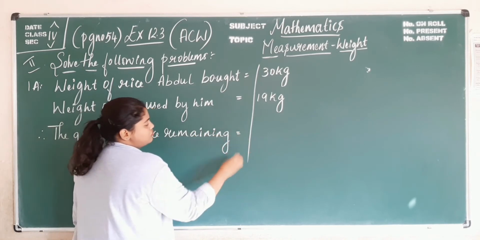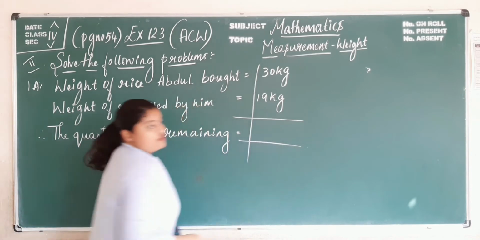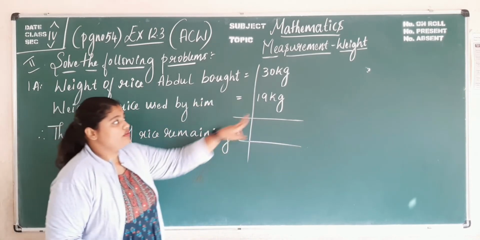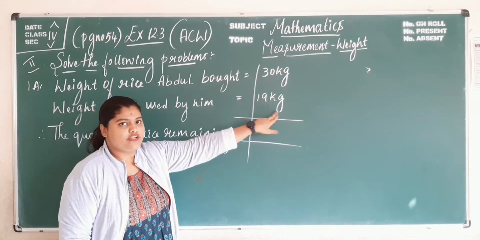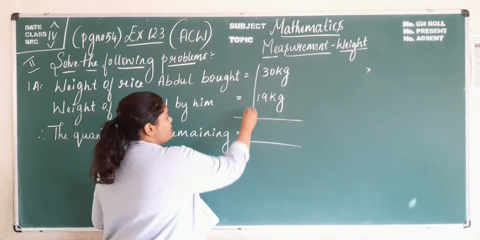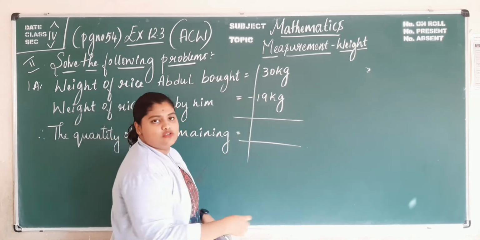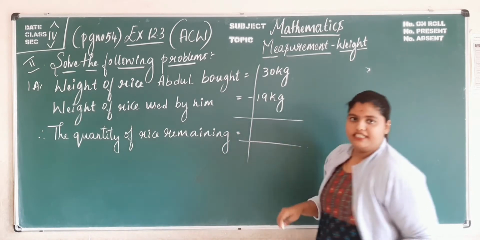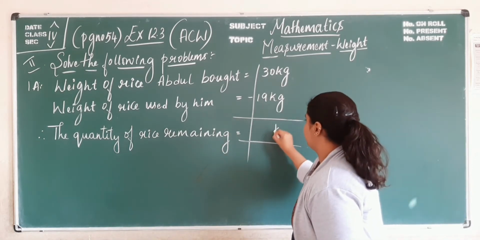is equal to, so how do you find out? You have to find out the remaining rice which is left after using 19 kgs of rice. So it will be subtracting. So write a minus sign here. Since the unit of weight here is kg, we will be writing kg.